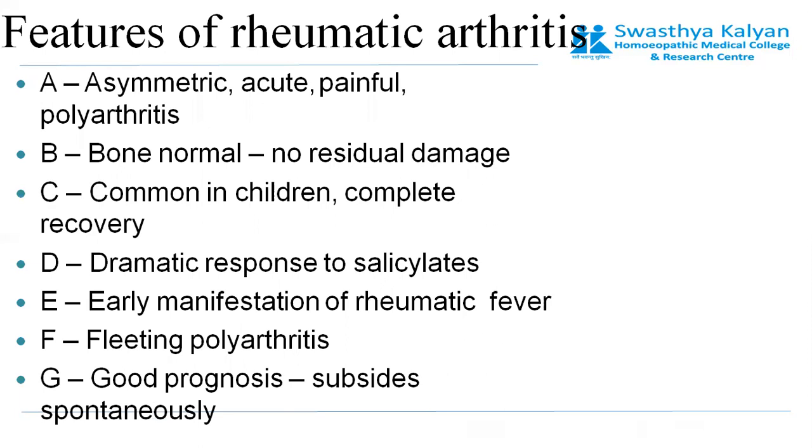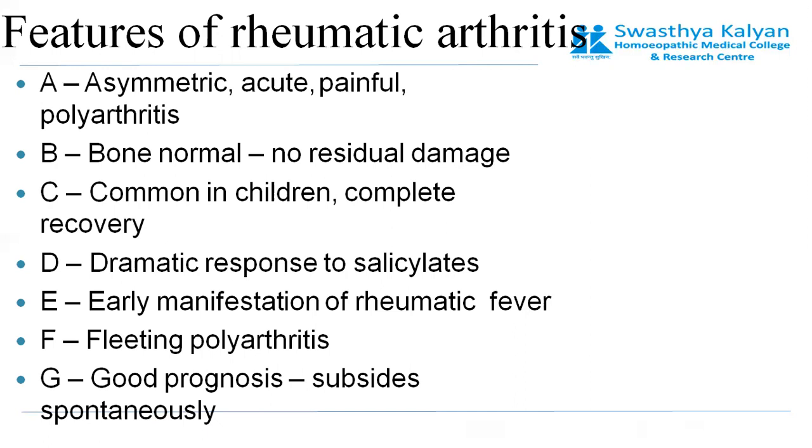Now we have some features of rheumatic arthritis, and we have used the mnemonic of ABCDEFG. A stands for asymmetric, acute, painful polyarthritis. B stands for where the bone structure is normal and after recovery no residual damage can be seen, which is common in children with complete recovery.